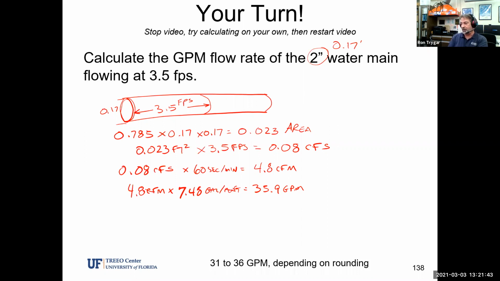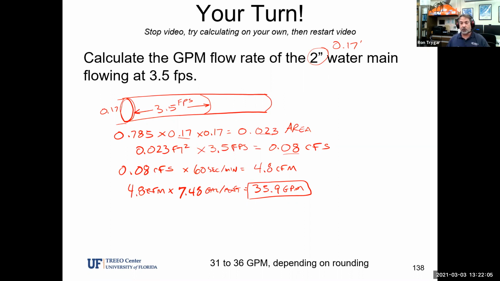All right, it says we should be between 31 to 36 gallons per minute, depending on rounding. And guess what? We are right there. We are right in the right ballpark. And again, depending on rounding, the rounding came in here, here, here. We had some rounding that we did. So we are close. This is a great number.